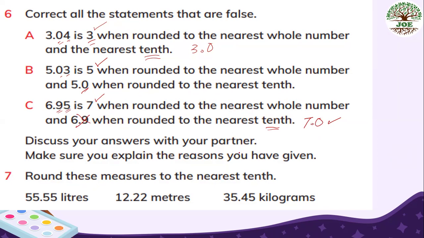Discuss your answers with your partner. Make sure you explain the reasons you have given. Okay, number 7, round these measures to the nearest tenth. Look at the hundredths. 5, so 55.6 liters. This is 2, round down, 12.2 meters. This is 5, round up to 35.5 kilograms.